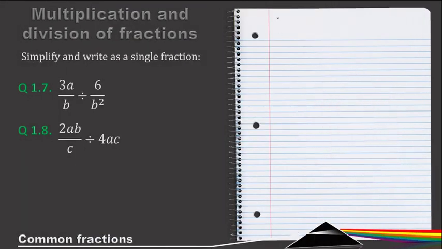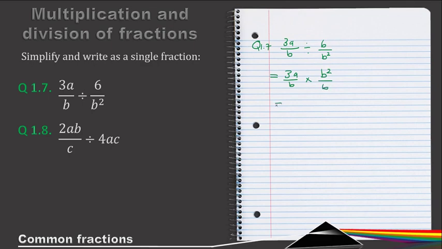All right, so for question 1.7, we have 3a over b divided by 6 over b squared. Now, over here we have a division sign, so first thing we need to do is to change it into multiplication and flip these two around. We've got 3a over b multiplied by b squared over 6.